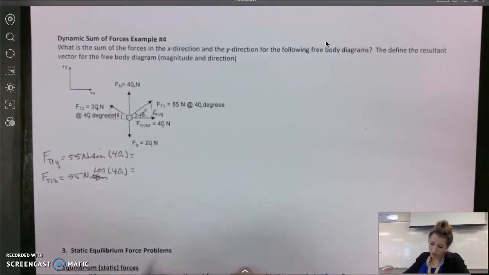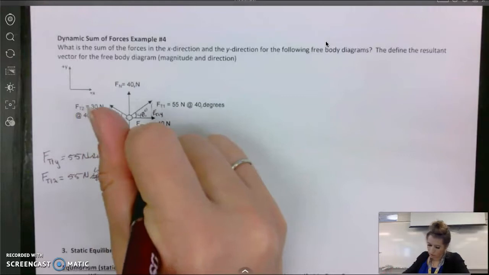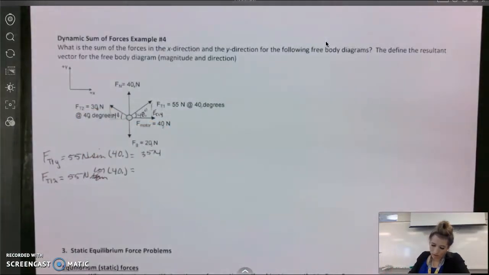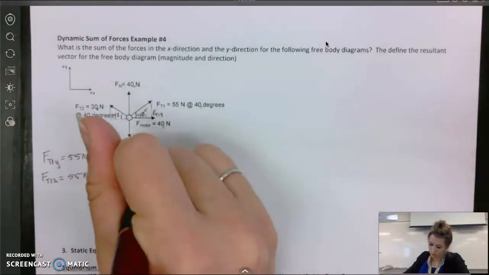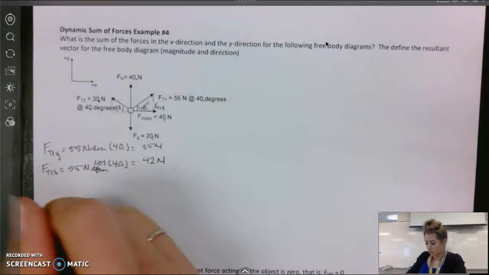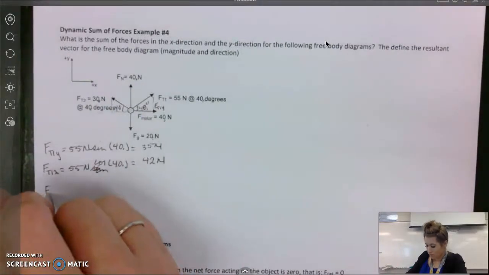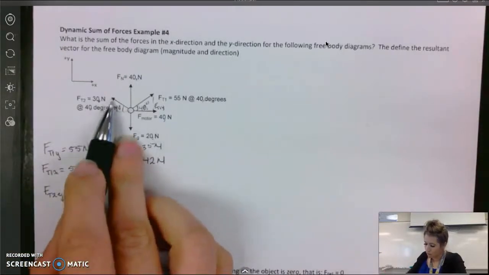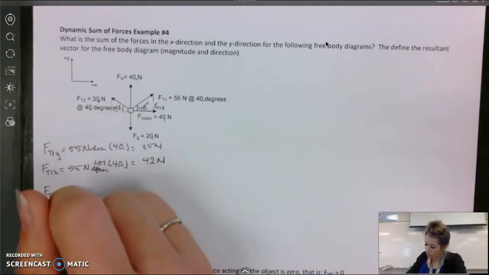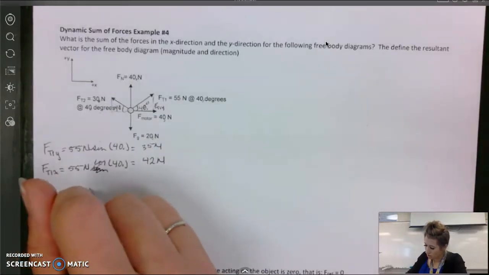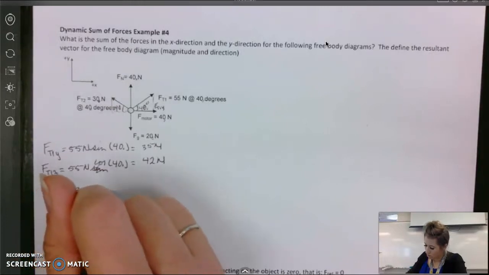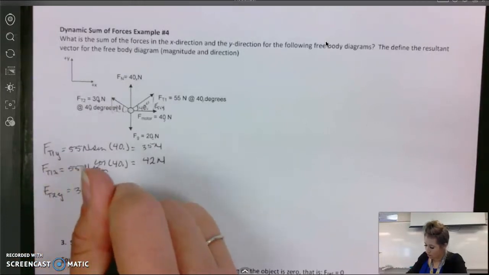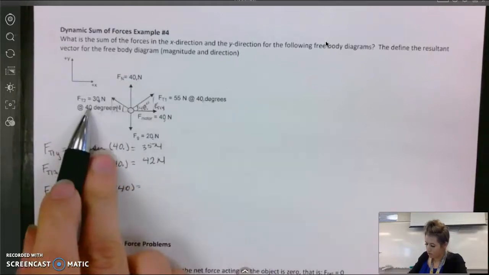So we have 35 newtons, and then we have 42 newtons. Okay, good. Now let's look at force of tension 2 in the y. So that's going to be opposite as well, right? So we'll take our magnitude, which is 30 newtons, and it's going to be multiplied by sine of 40, okay, because it's also 40 degrees.